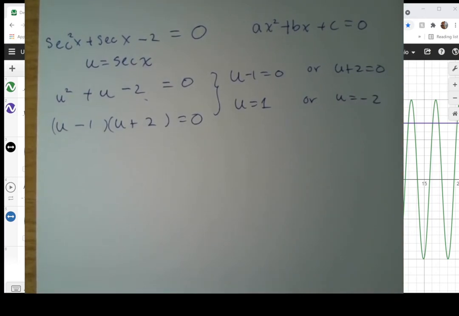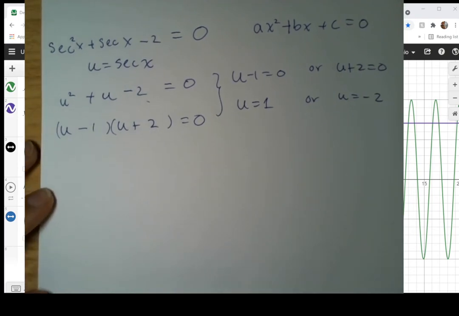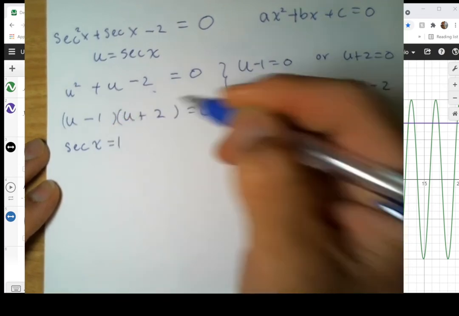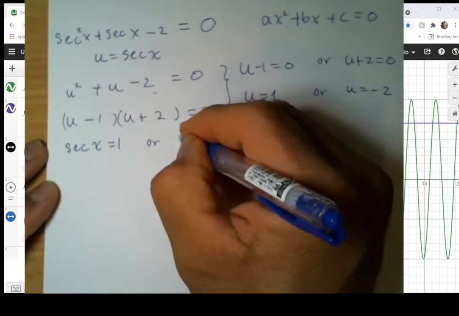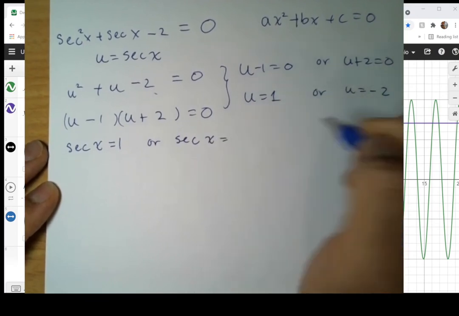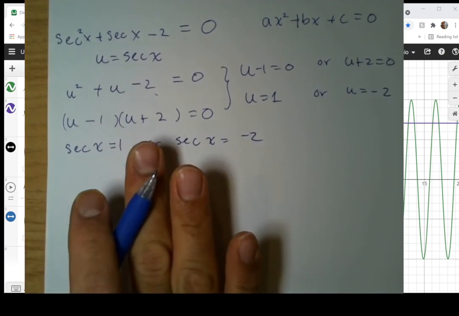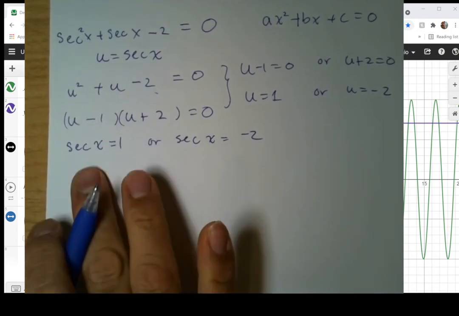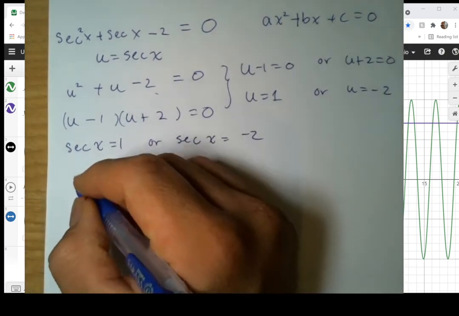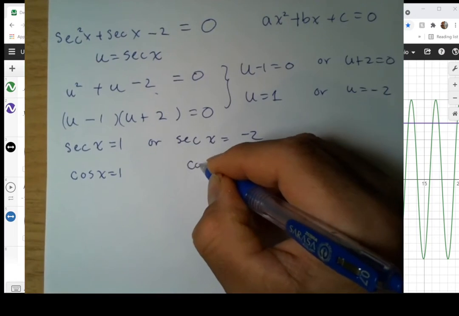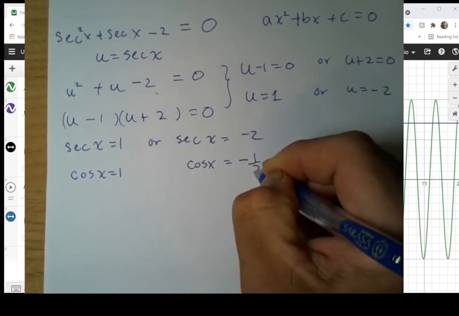All right, but again, I'm not solving for u. I have a function in x, and I want to solve for that. So I'll back substitute here, and we have secant of x equals 1, or secant of x is equal to -2. Again, here we have one term set equal to another one. Let me take the reciprocal here. So the reciprocal of secant of x is cosine x equals 1. And here we have cosine x equals -1/2.